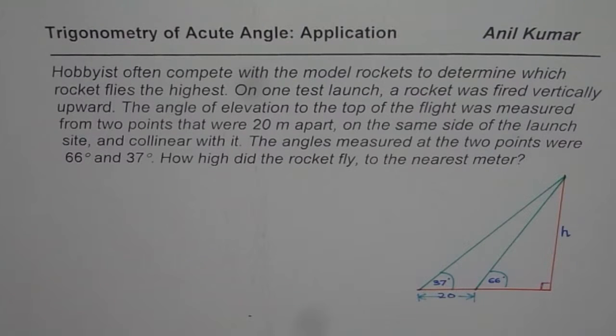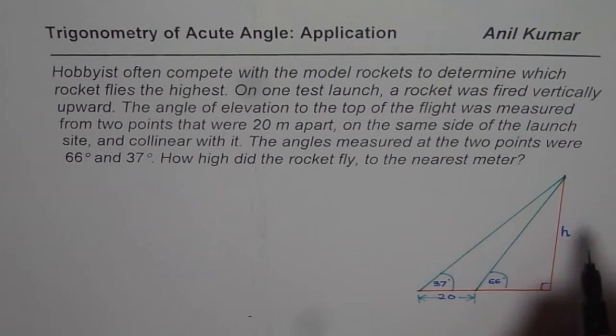The question here is: hobbyists often compete with model rockets to determine which rocket flies the highest. On one test launch, a rocket was fired vertically upward. The angle of elevation to the top of the flight was measured from 2 points that were 20 meters apart, on the same side of the launch site and collinear with it. The angles measured at the 2 points were 66 degrees and 37 degrees. How high did the rocket fly to the nearest meter?